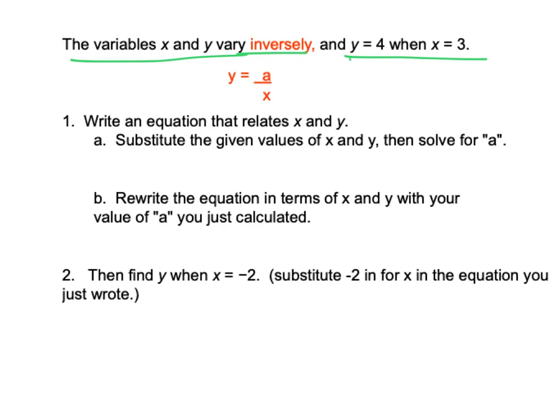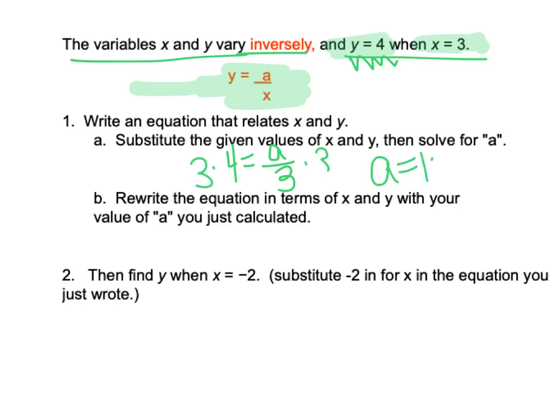Well, I know they told me y is 4 and x equals 3. So if I use this formula, I'm going to take out y and put 4 in its place. I'm going to take out x and put 3 in its place. I have 4 equals a over 3. I want to know what a is, so I'm going to multiply both sides by 3, and I get a equals 12. That means my equation for my inverse variation that I can write is y equals, right, a over x. Well, I just said a is 12, so 12 over x.